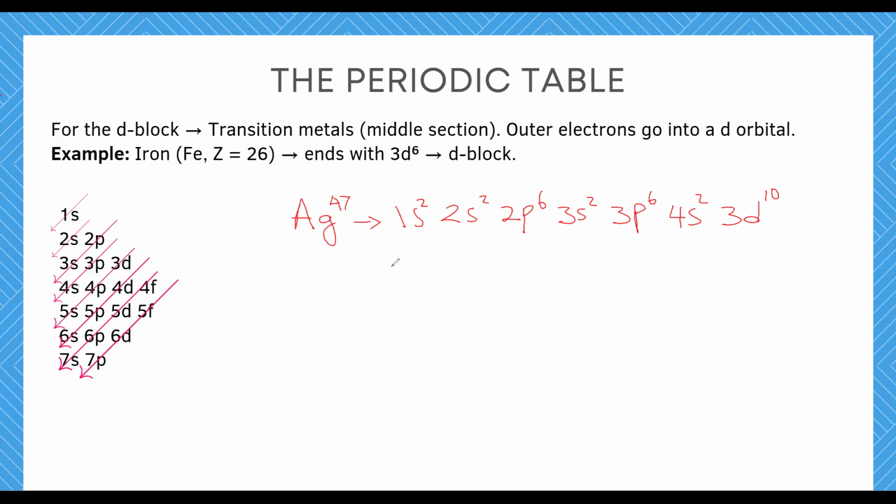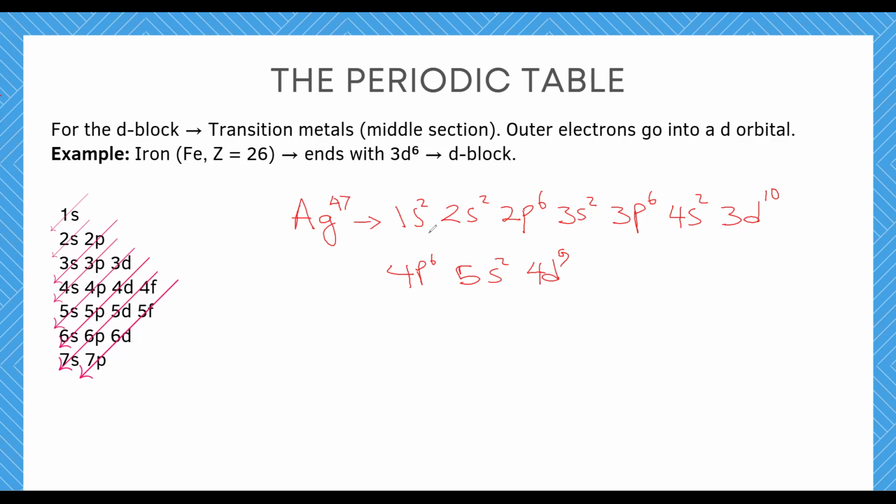4p6. Good. What's next? 5s2. Good. What's next? 4d10. Are you sure? Let's put 4d9, since if we add 10, it will be 48, which is a little above what we are looking for. Good. I wanted you to see your mistake there. Thank God you noticed it.